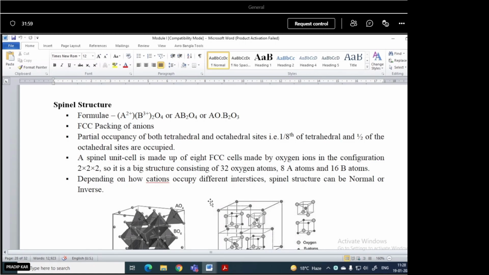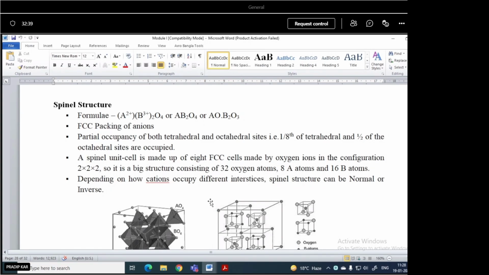Spinel is a type of FCC packing of anions, but the position of the cation is different and it includes both tetrahedral and octahedral geometry, like partial occupancy of both tetrahedral and octahedral sites. 1/8 of the tetrahedral sites and half of the octahedral sites are occupied by the metal ions. And a spinel unit cell is made up of 8 FCC cells of oxygen.